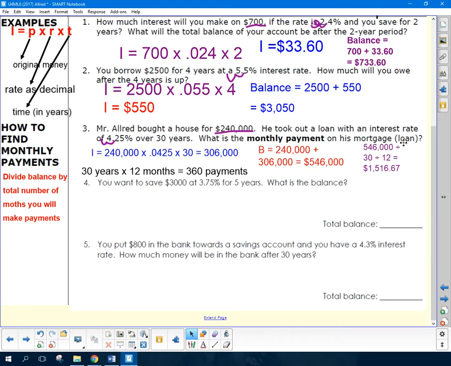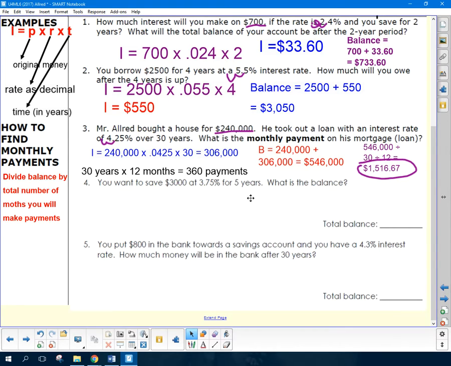I took $546,000 and divided it by 30, then divided it by 12, which is the same thing as dividing it by 360. And I got $1,516.67. That's Mr. Allred's monthly payment on his mortgage. Yeah, I know it's crazy. It's bonkers. Okay. I've talked too long now.